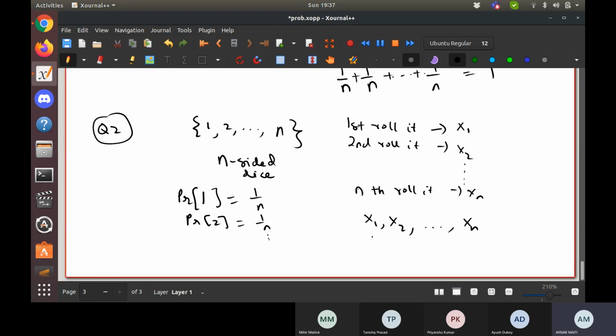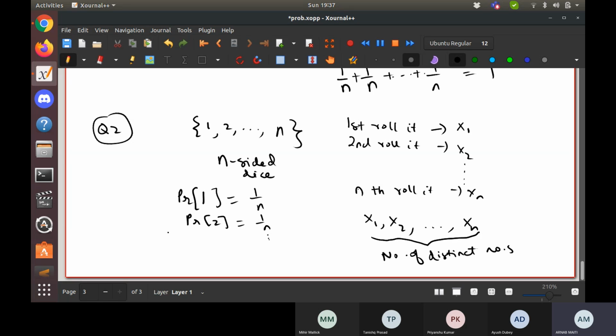Now if you have a look at this set of numbers, it might happen that some numbers are repeated. It might happen that 1 was the outcome in the first roll, and 1 was the outcome again in the second roll. So what you have to count is the number of distinct numbers here.